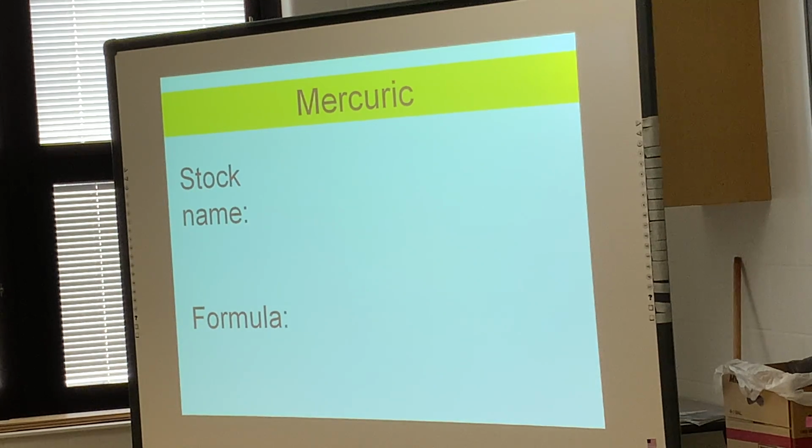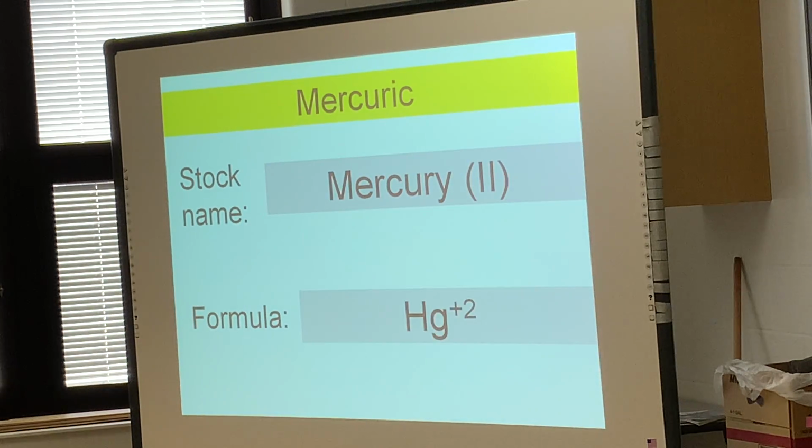Mercuric. What are the two charges for mercury? Plus 1, plus 2. This is the positive 2, without the subscript. Mercury 2, Hg positive 2. Good.